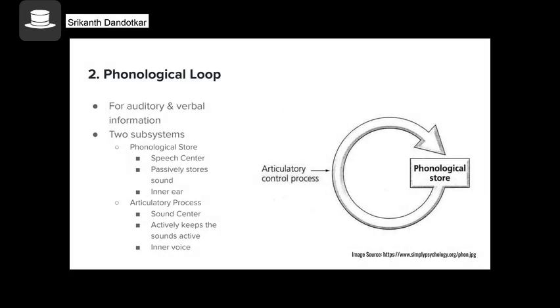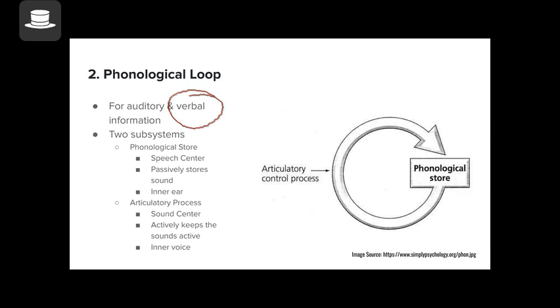Let's talk about the first subcomponent, or the second component, of working memory. It's the phonological loop. As the name suggests, it is for auditory and verbal information. When we say auditory, it is the information that you receive. Someone says something and you're hearing my voice right now, right? So you're processing auditory information. But when you speak, you also produce sound. Your mind also processes what you produce. That would be the verbal information. So the phonological loop processes both auditory and verbal information.